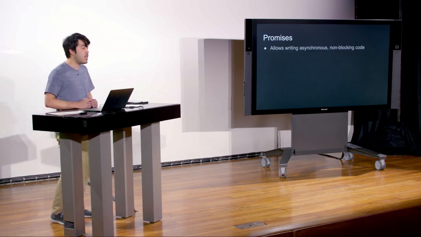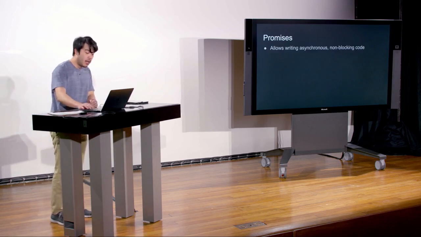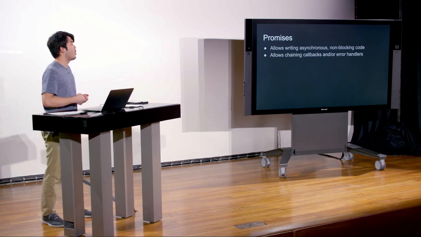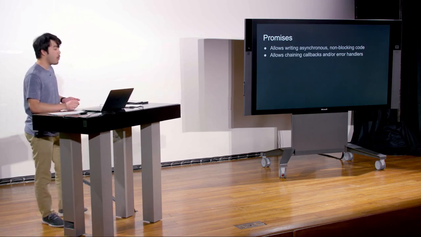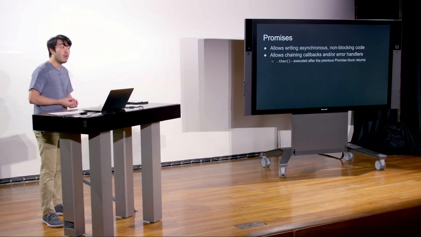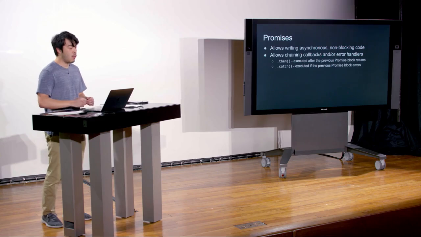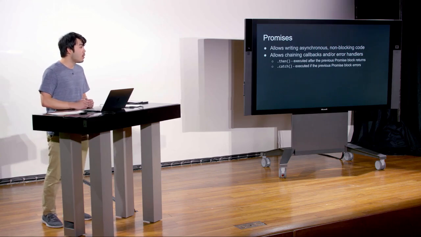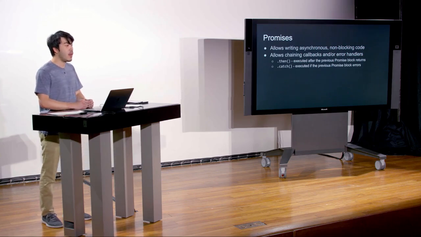Promises allow us to write asynchronous and non-blocking code, and they allow us to chain callbacks and/or error handlers. And how do you do that? Well, there's this thing called .then, which executes the callback that is passed in as its argument after the previous promise block returns. Analogously, if there's an error, then whatever we pass to .catch is executed with that error.